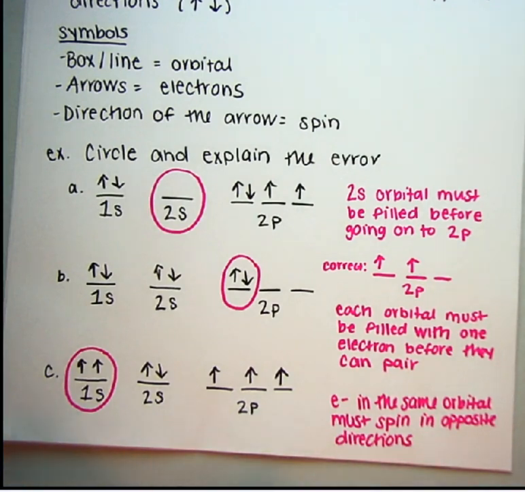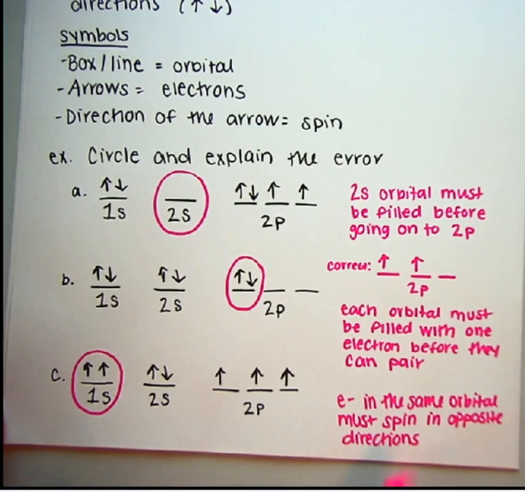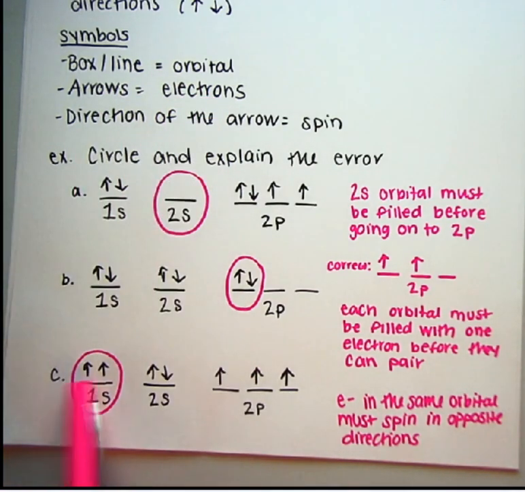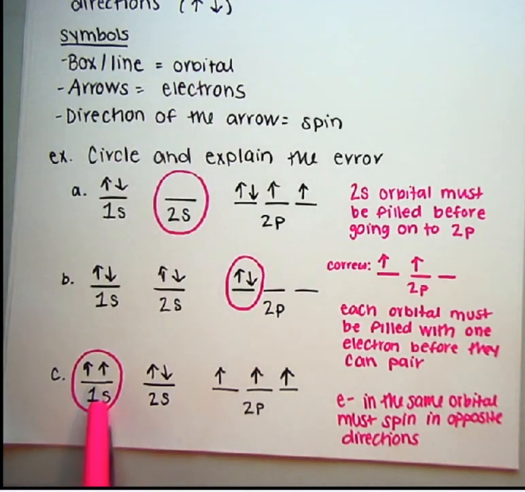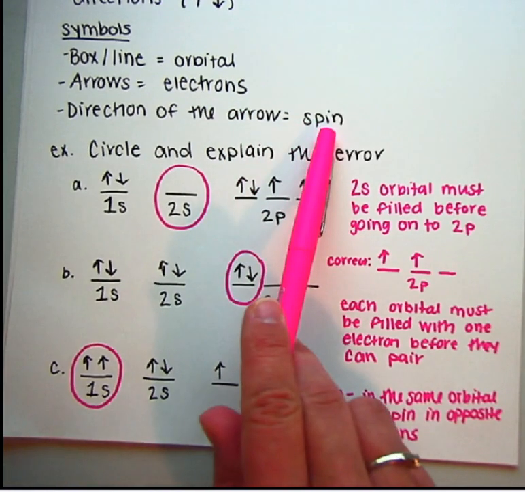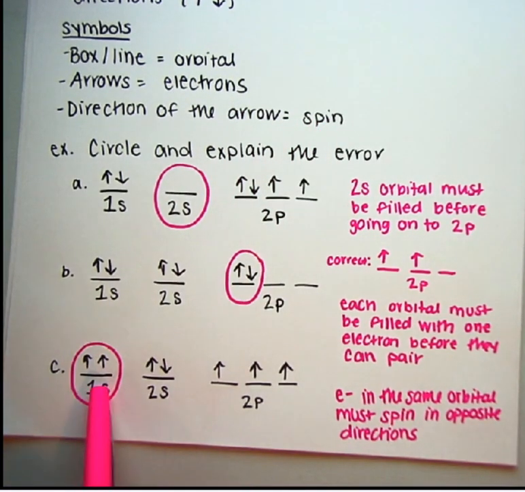One thing to keep in mind when you are doing these explanations is make sure you're using proper terminology. Don't say 2 arrows on the same line are pointing up. That's not going to get you credit. Arrows represent electrons, so 2 electrons. The line represents the orbital, 2 electrons in the same orbital. Rather than saying they point up, the direction represents the spin. So 2 electrons in the same orbital cannot spin in the same direction. So just keep that in mind.